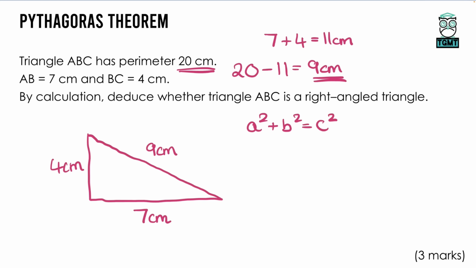So a and b are our shorter sides, so 4 squared plus 7 squared. We're going to see if that equals c squared. Now 4 squared is 16, 7 squared is 49.